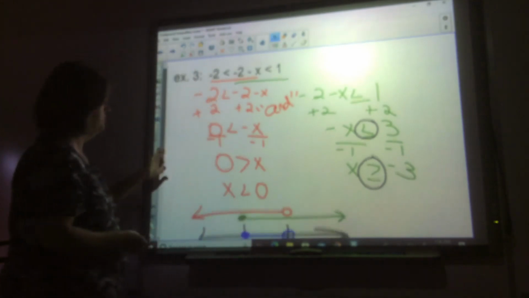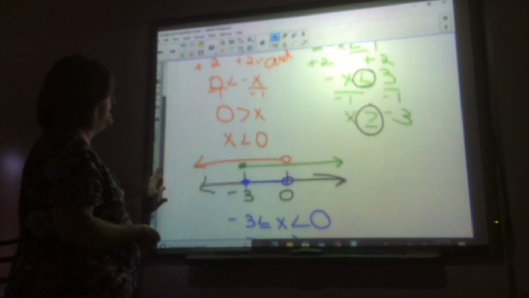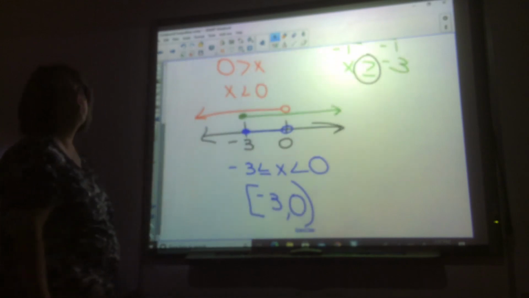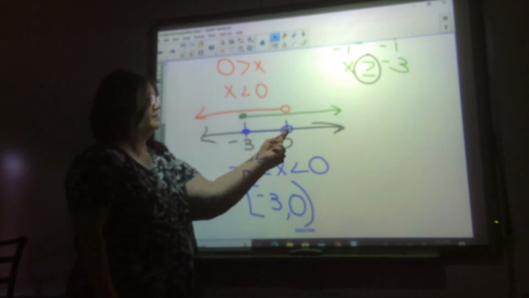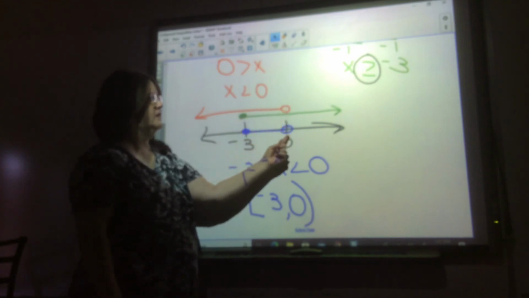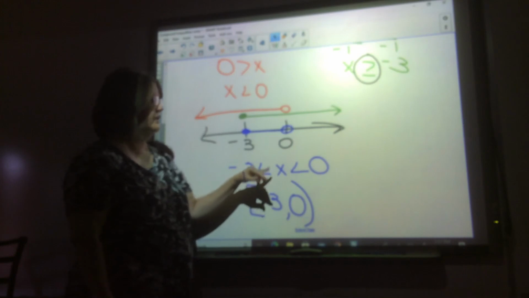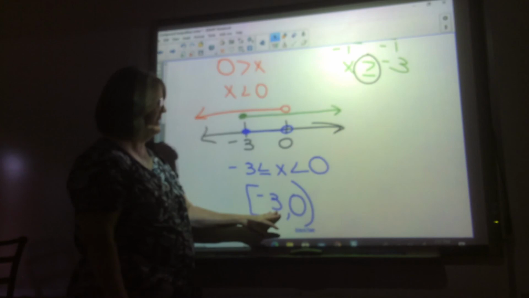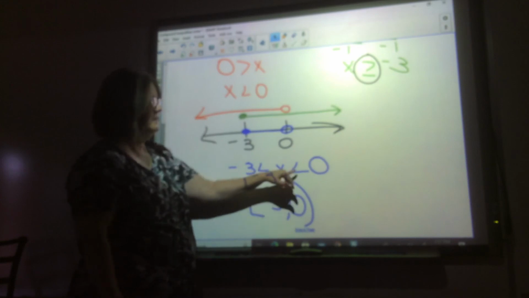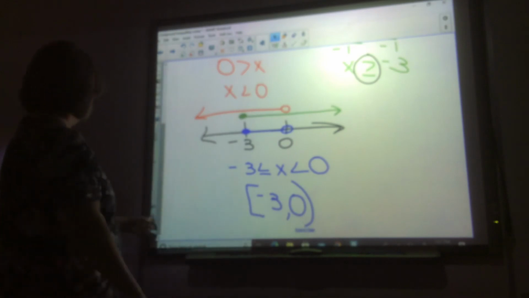Okay, come down here, graph them. Remember, this is an and statement. So when it's and, where the two overlap is a solution. And you'll see they overlap from -3 to 0. The 0 is not included here, so it's not included. So my answer is -3 is less than or equal to x is less than 0. I have -3 in brackets because I got a less than or equal to. This is less than, so I'll put 0 and I'll put a parenthesis.